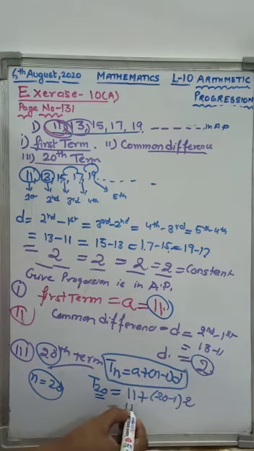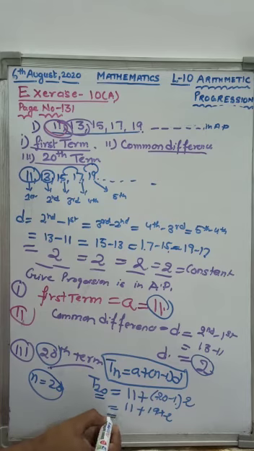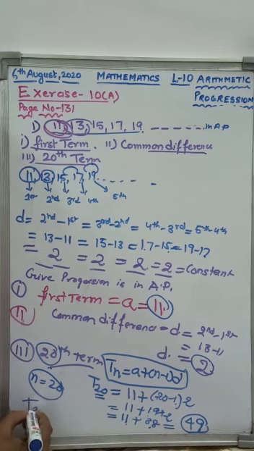So first of all, what will you do? You will subtract. 20 minus 1 is 19 and then you will multiply. So 19 into 2 is 38. 38 plus 11 is 49. So 49 is your 20th term. So this is the first question's answer. This is the way you will do the question.